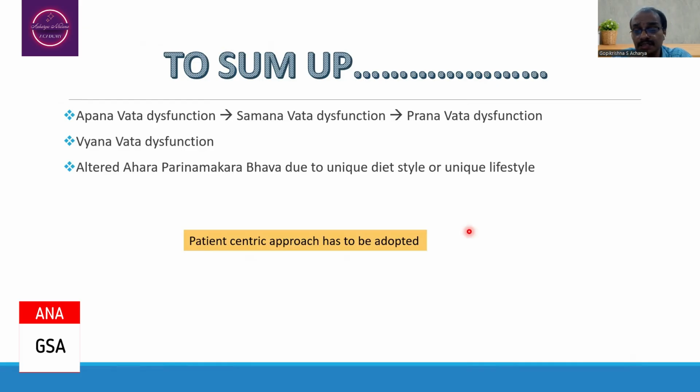Vyana Vata dysfunction in the sense, whatever the gases they are going to get absorbed from the large intestine, that will be entering into the intravascular compartment. From there, it will be entering into the heart. From there, it will be eliminated via breath as such. In this way, we are able to analyze the Vyana Vata dysfunction.